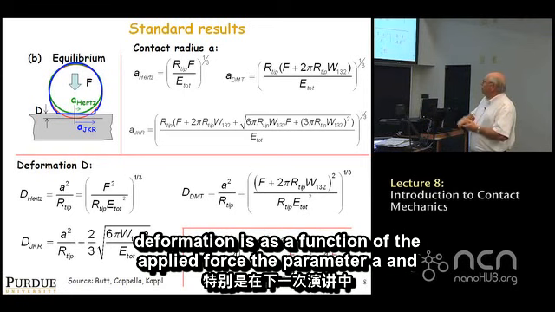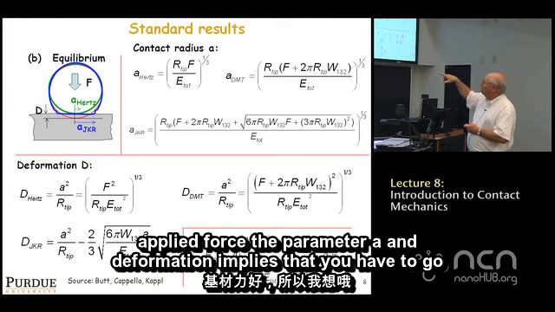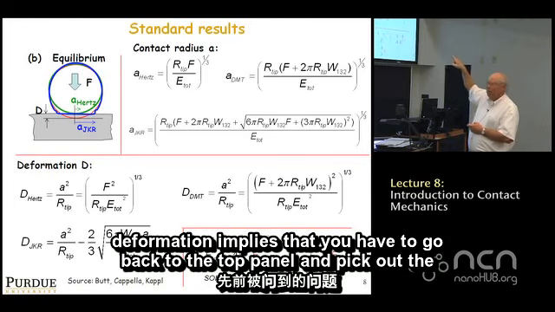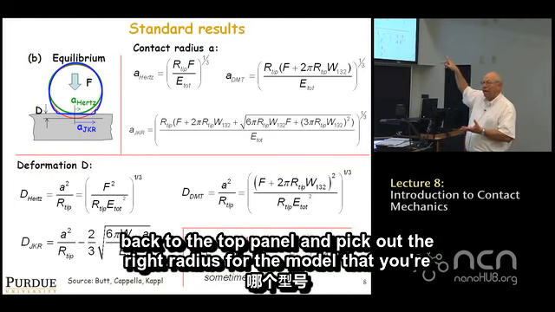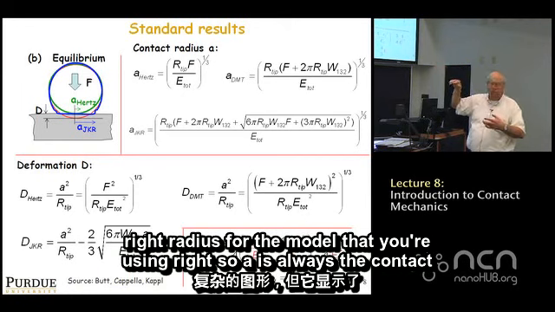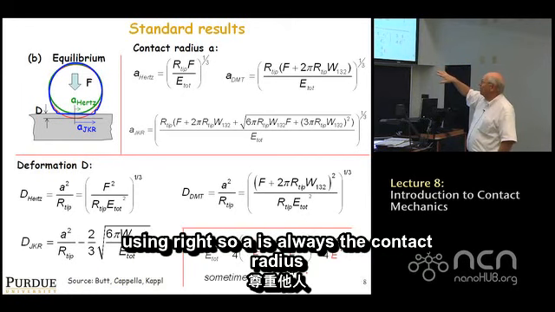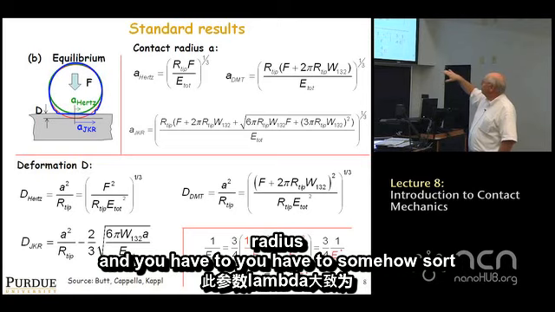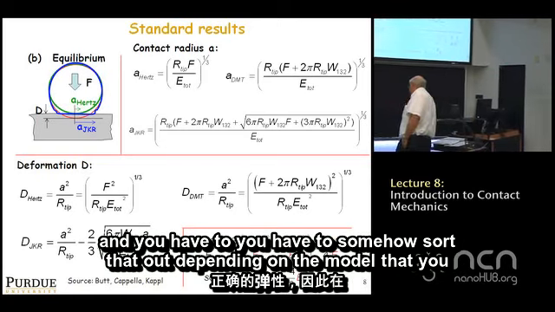The parameter A in deformation implies that you have to go back to the top panel and pick out the right radius for the model that you're using, right? So A is always the contact radius, and you have to somehow sort that out depending on the model that you use.